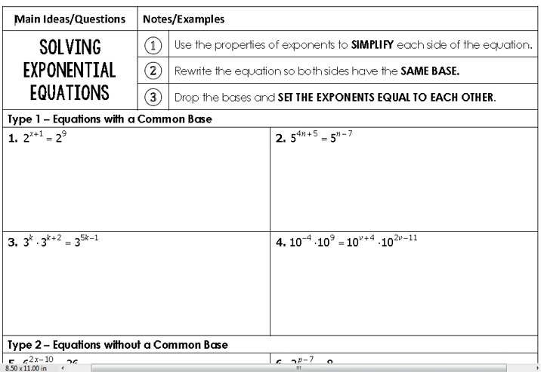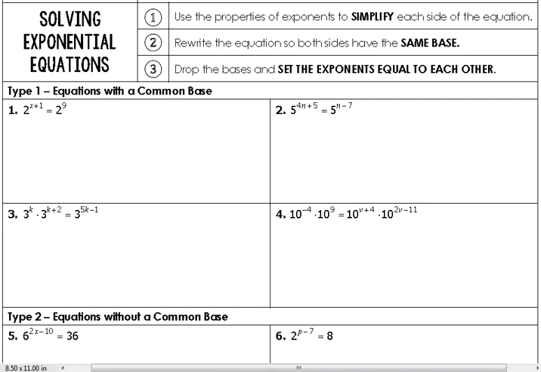So these first few already have the same base. And if that's the case, then all we have to do is set the exponents equal to each other to solve. So let's look at example 1. 2 to the x plus 1 is equal to 2 to the 9th. The only way that equation is going to be true is if those exponents are equal to each other. Since both sides have a base of 2, we can simply set the exponents equal to each other. x plus 1 equal to 9, and that's a very simple equation to solve, right? Subtract 1 from both sides, x equals 8.